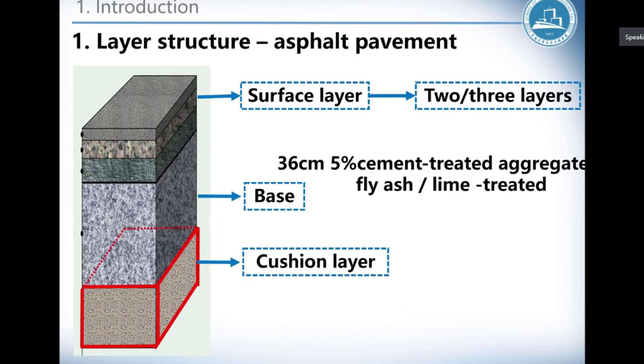And the third layer is the cushion layer. Well, what is a cushion layer? The main purpose of this layer is not to provide mechanical strength. This layer enables the surface layer and the base layer to not be adversely affected by changes in water or temperature of the subgrade, so that the strength and the stability are not affected.